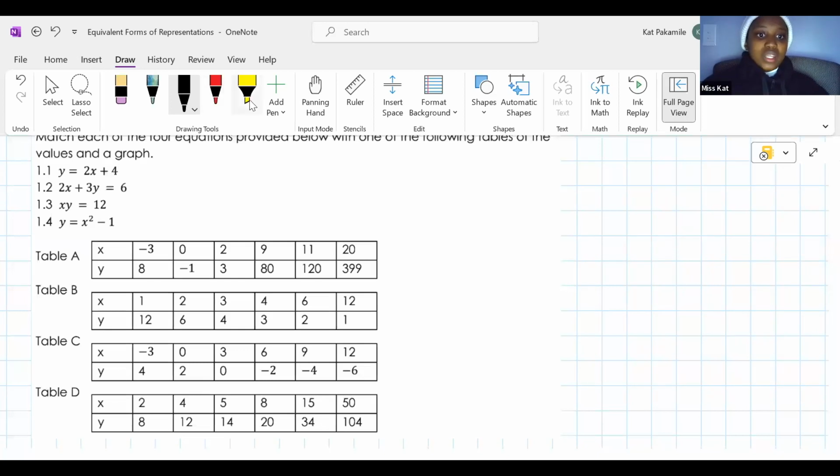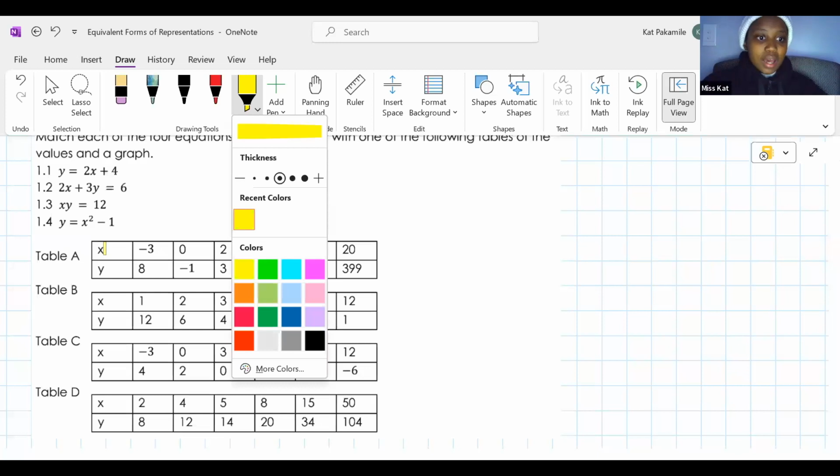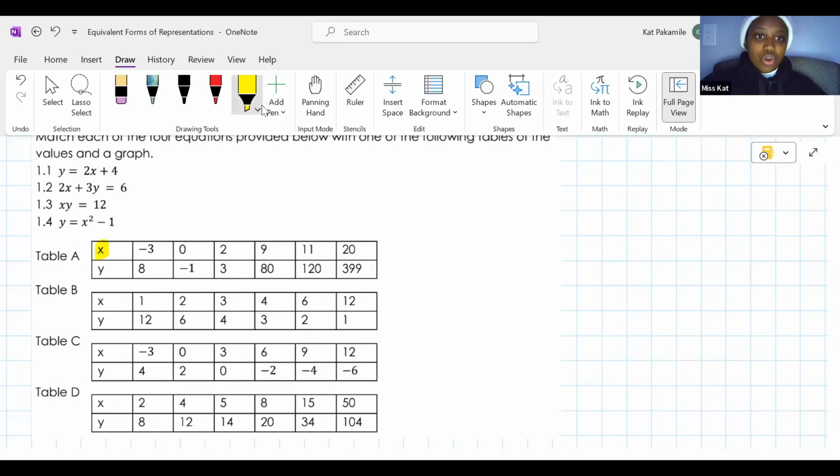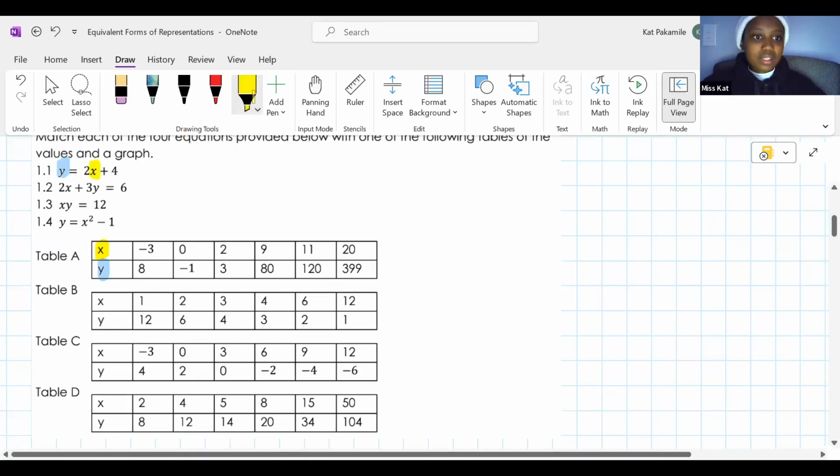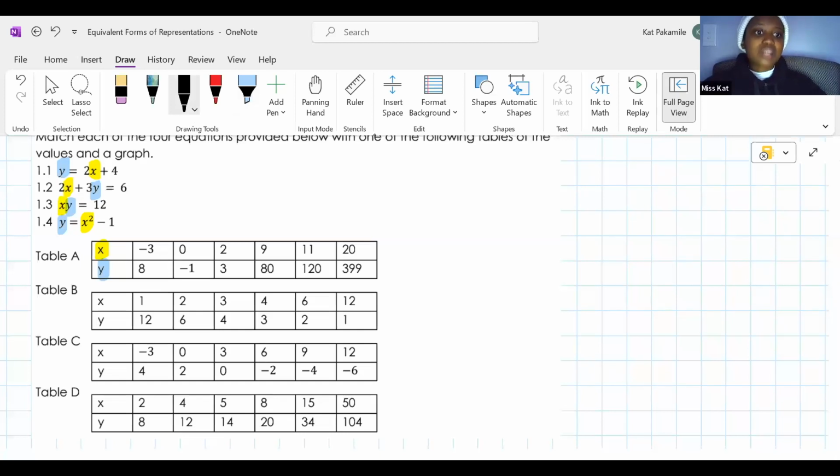We spoke about it: X always represents the input. What are you plugging into your equation? And then your Y will represent the output. You can look here, there's our Y, there's our X. The X's are here, and the Y's are in blue. We're going to plug in X's and see if it gives us the same answer as the Y. That will mean the equation and the table match.